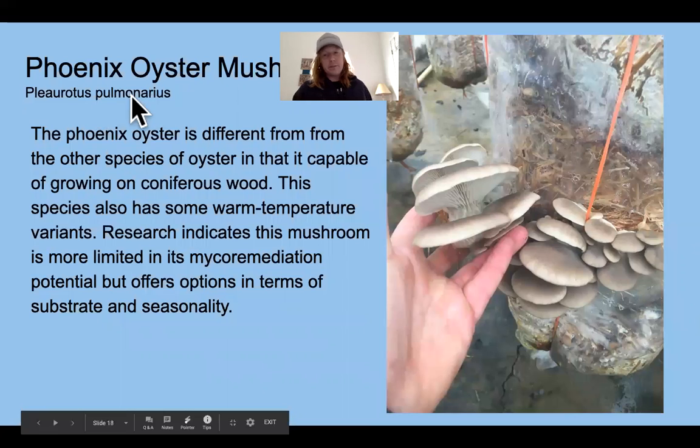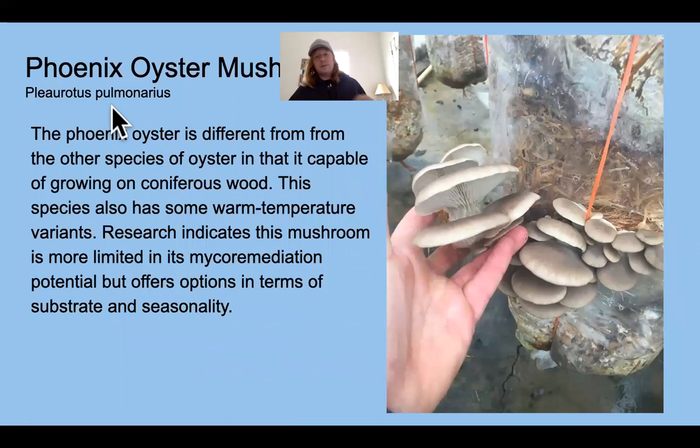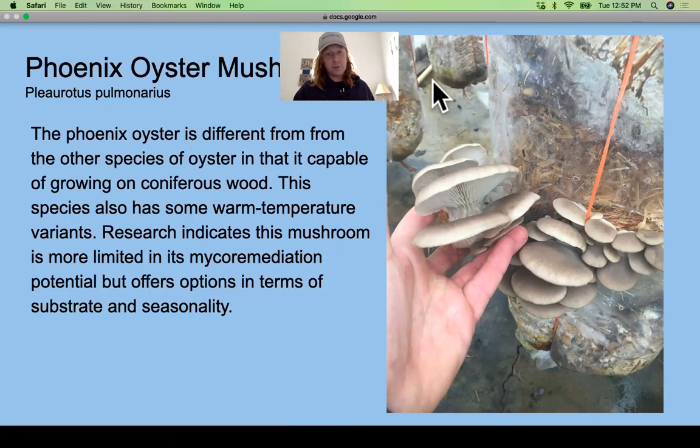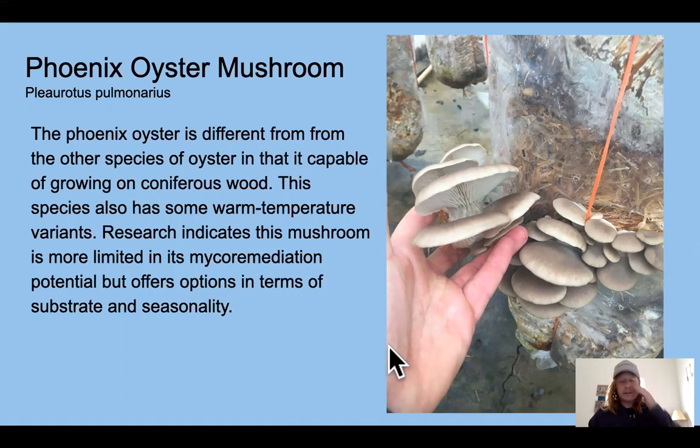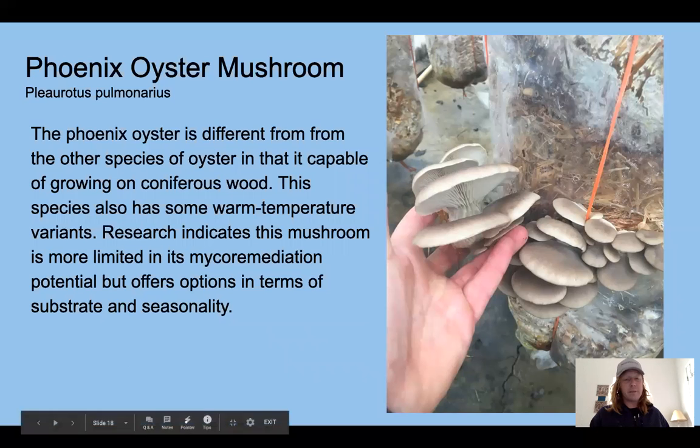I like to put this into a different group from the main oyster complex, because the interesting thing about Pulmonarius is that it can tolerate conifers and hardwoods. When I say conifers, I'm talking about pines and things like that. So if you're in a region that's poor in oak or poor in rice straw or something like that, you might want to turn to the phoenix oyster as your choice of mushroom. At least the research indicates it's more limited in its bioremediation potential in terms of its heavy metal uptake, but still a great aggressive fungus.